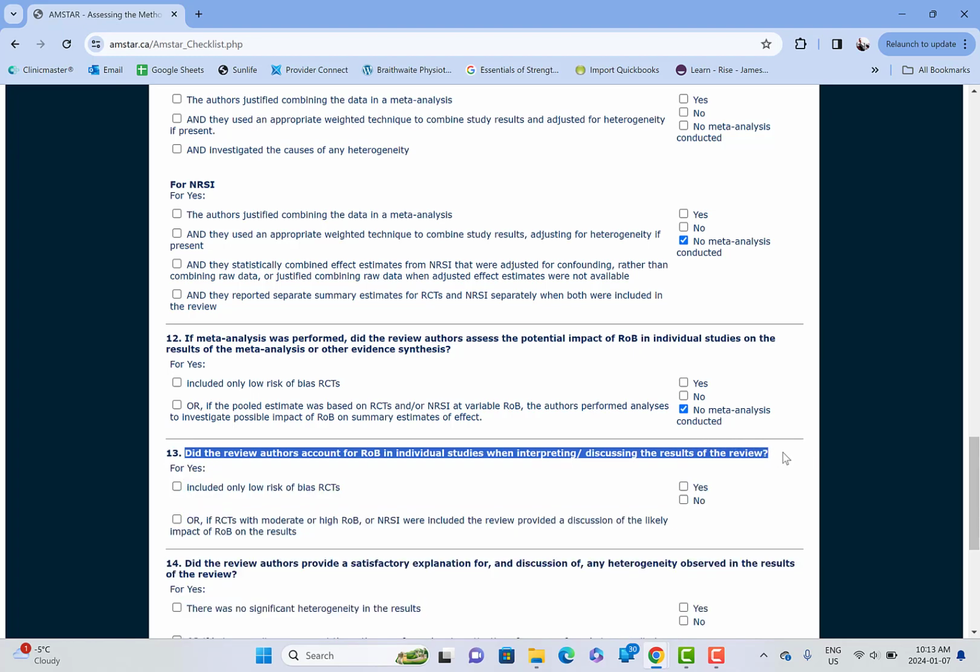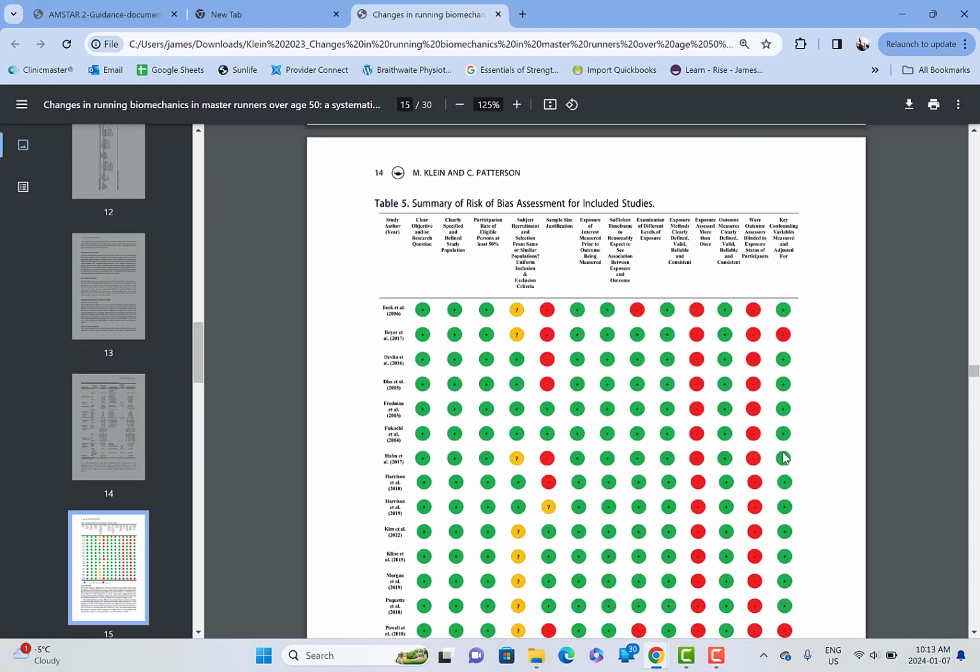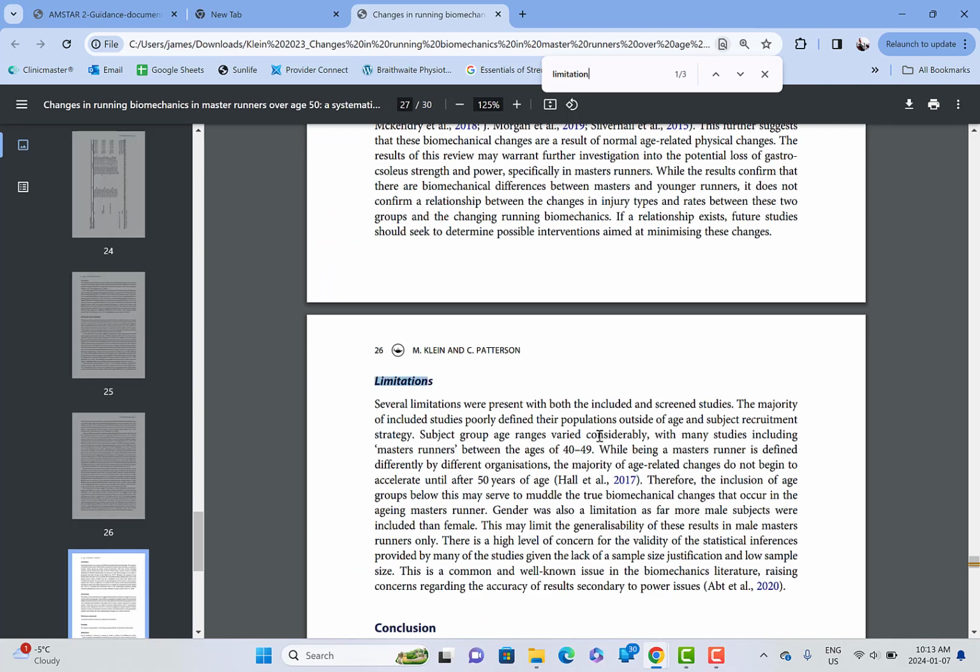It asks us if the review authors account for the risk of bias in individual studies when interpreting and discussing the results of the review. And there's really no formal discussion of the impact of risk of bias assessment, that CADOX tool that they used, on the results of this study.